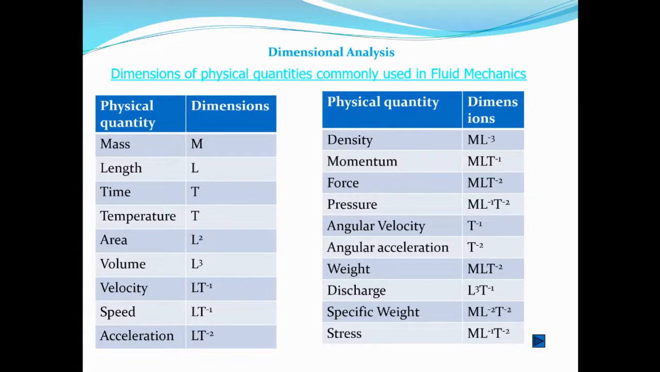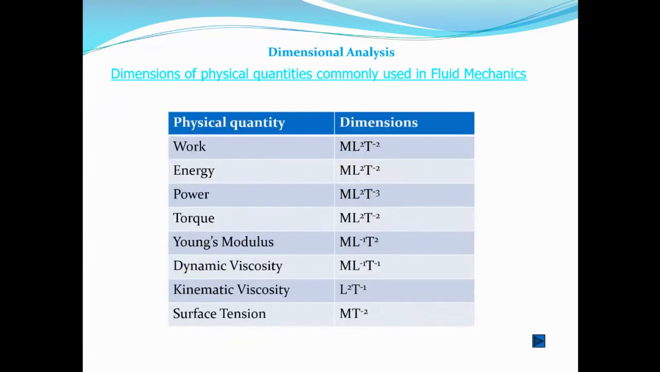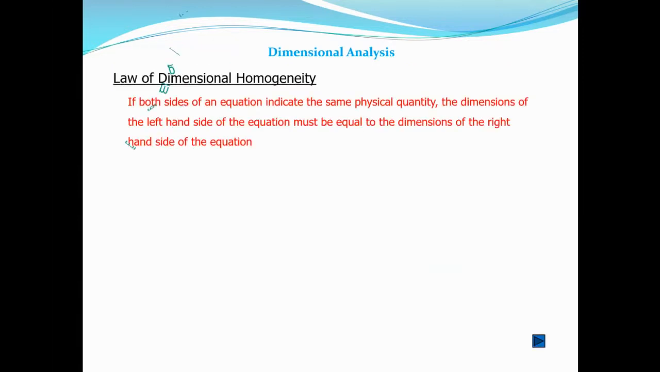So these are some dimensions of physical quantities commonly used in fluid mechanics. We write the dimensions all in capital. For density, ML^-3. You know, from the unit kilogram per meter cubed: kilogram is mass, which is M, and meter cubed, meter is length, which is L. So from the unit we derive the dimensions. Very simple. If you know the units, you can derive the dimensions. And this is for other physical quantities, like work, energy, surface tension, and all that.